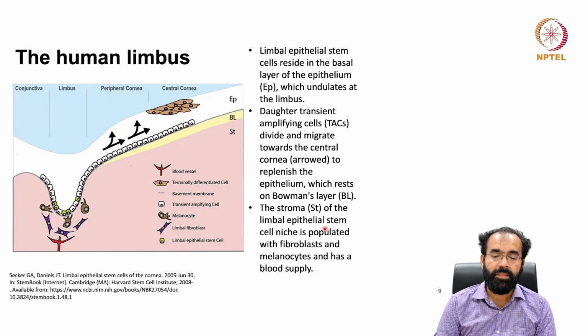and the stroma layer, that is ST, you can see here. The stroma layer of the limbal epithelium cell niche is populated with fibroblasts and melanocytes and has a good blood supply. The stromal layer has the blood supply because they get the nutrition. Because of the stromal layer, the corneal epithelial cell is getting the nutrition. Otherwise, there is no blood cell.